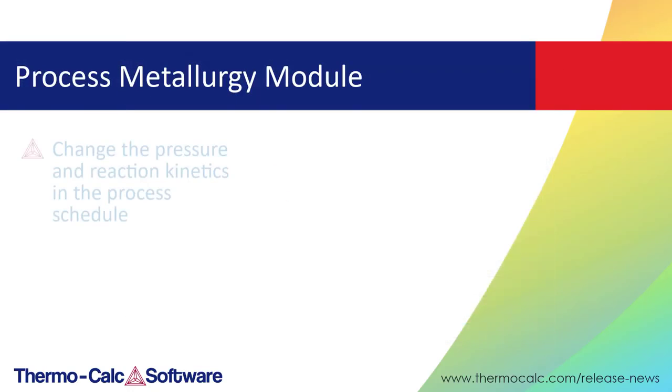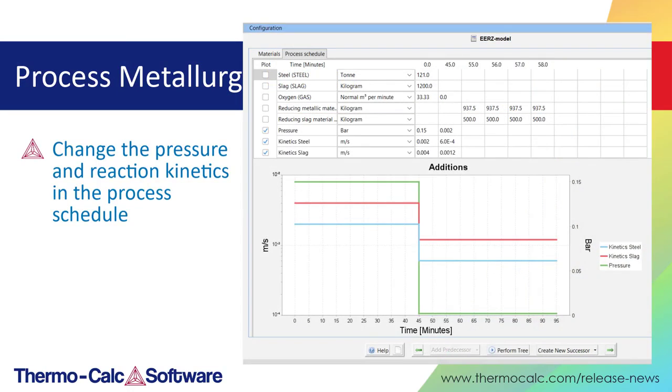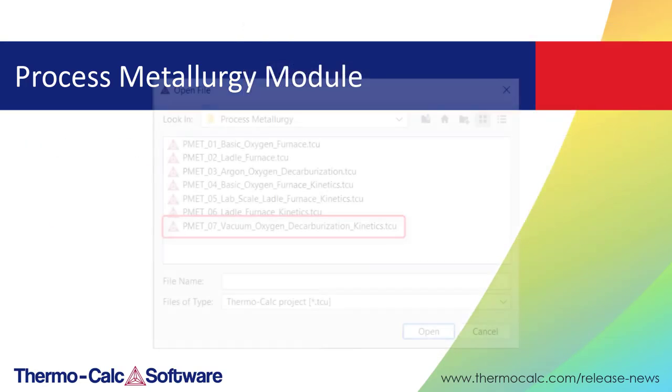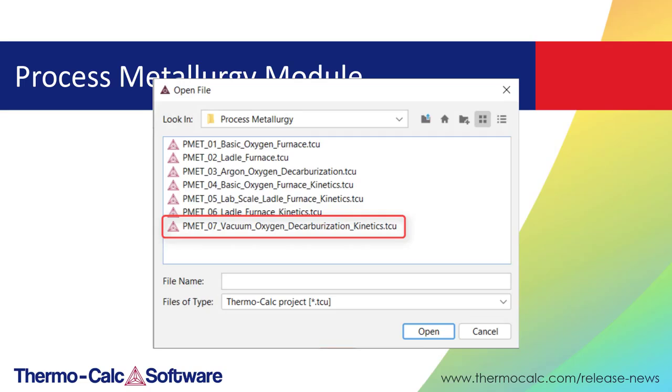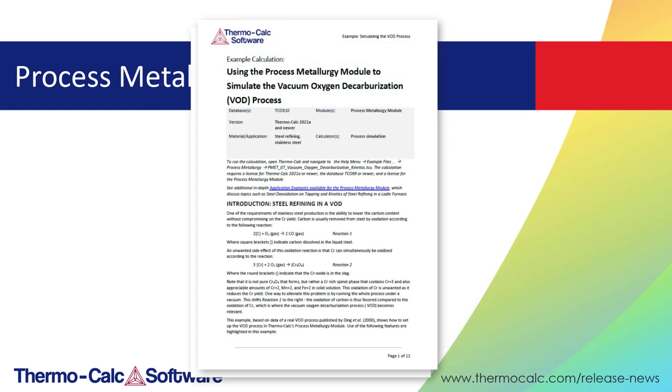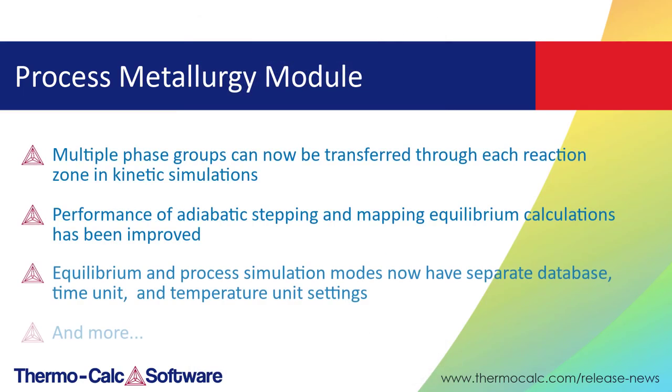The Process Metallurgy module for steel and slag now allows users to change the pressure and reaction kinetics in the process schedule, valuable features for vacuum degassing processes. A new example, PMET07 vacuum oxygen decarburization kinetics, demonstrates these new features. A companion PDF is also available, which discusses the example in detail. The Process Metallurgy module includes several other updates, which you can read about in the Release News section of our website.